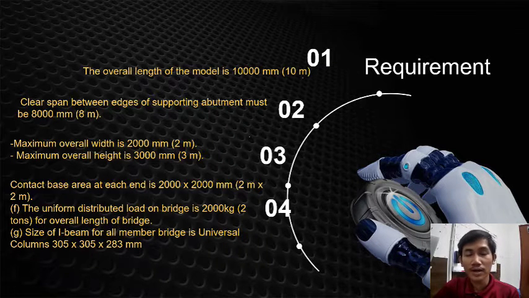Okay, these are the requirements before the model was created. First, the length of the model is 10 meters. Second, the span between the load supports is 8 meters. The maximum width is 2 meters and the height is 3 meters. Also, the contact base area is 2 meters times 2 meters. The uniform distributed load on the bridge is 2 tons. And the size of the beam is universal column 305 times 305 times 283 mm.